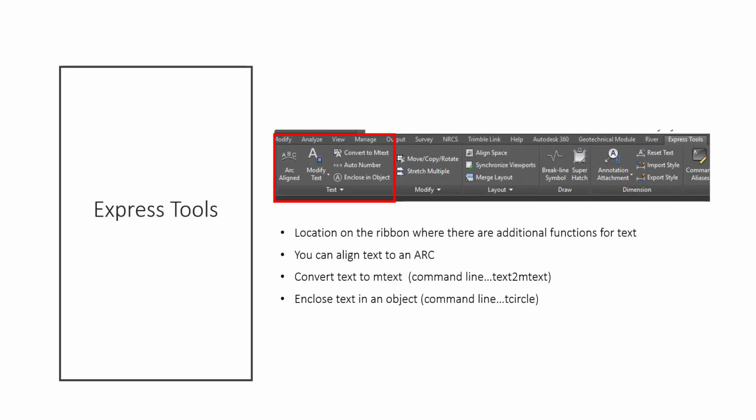Express Tools. Express Tools is located on the ribbon where there are additional functions for text. You can align text to an arc, convert text to Mtext. On the command line, you can just type in text to Mtext or enclose the text in an object command line T circle.